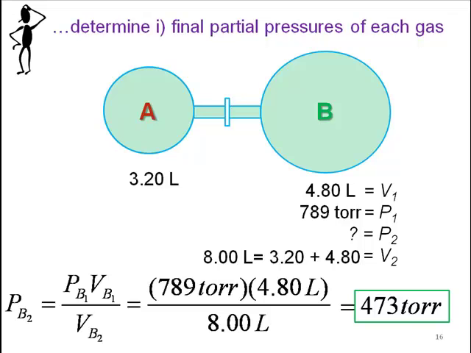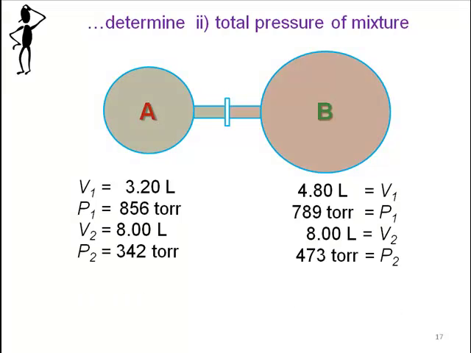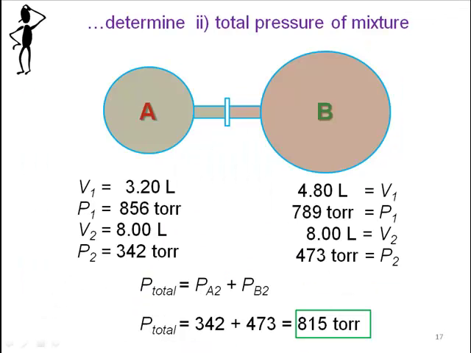So we got the pressure due to A plus the pressure due to B, and if you add them up, it'll be the what? Total pressure. So total pressure, boom, we got pressure of each. We found out the pressure of each, we just add them up. 473 plus the 342 is 815 torr.